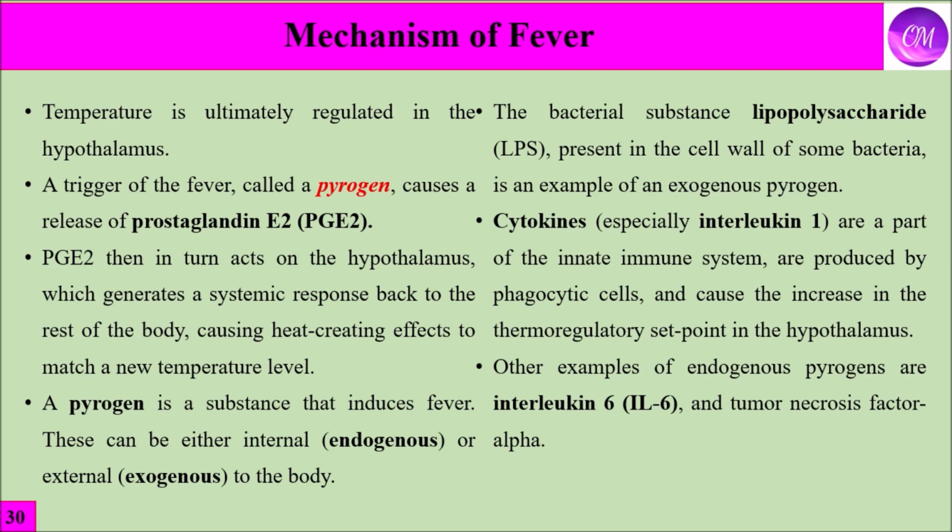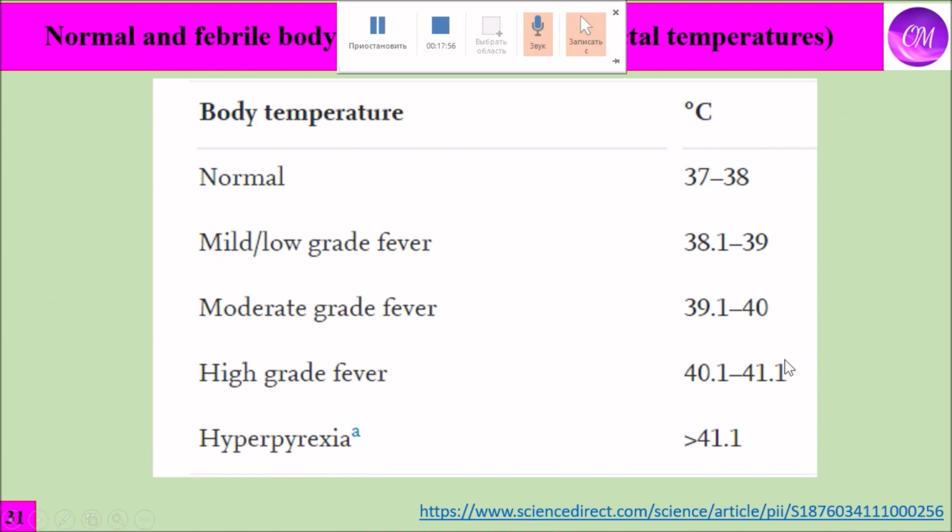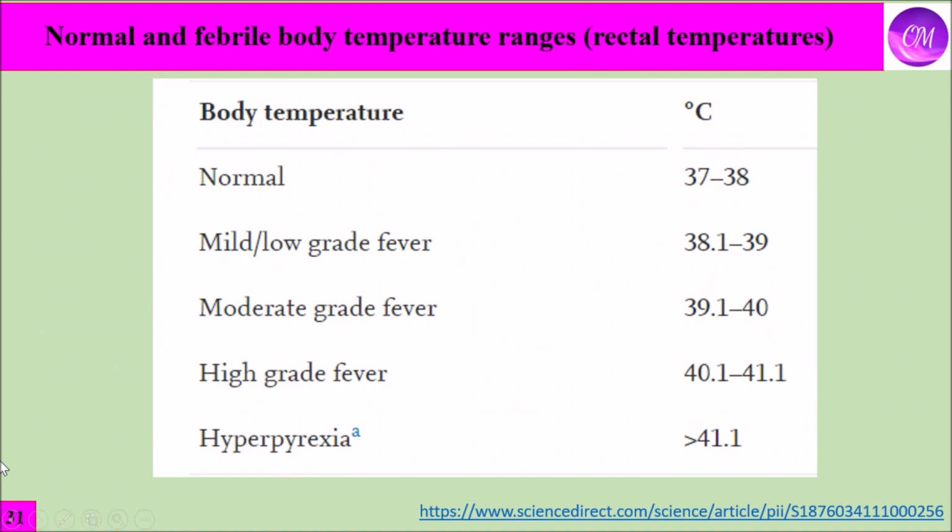The bacterial substance lipopolysaccharide, present in the cell wall of some bacteria such as Escherichia coli, is an example of an exogenous pyrogen. Cytokines, especially interleukin-1, are a part of the innate immune system, are produced by phagocytic cells, and cause the increase in the thermoregulatory set point in the hypothalamus. Other examples of endogenous pyrogens are interleukin-6 and tumor necrosis factor alpha. This scheme illustrates the normal and the febrile body temperature range.